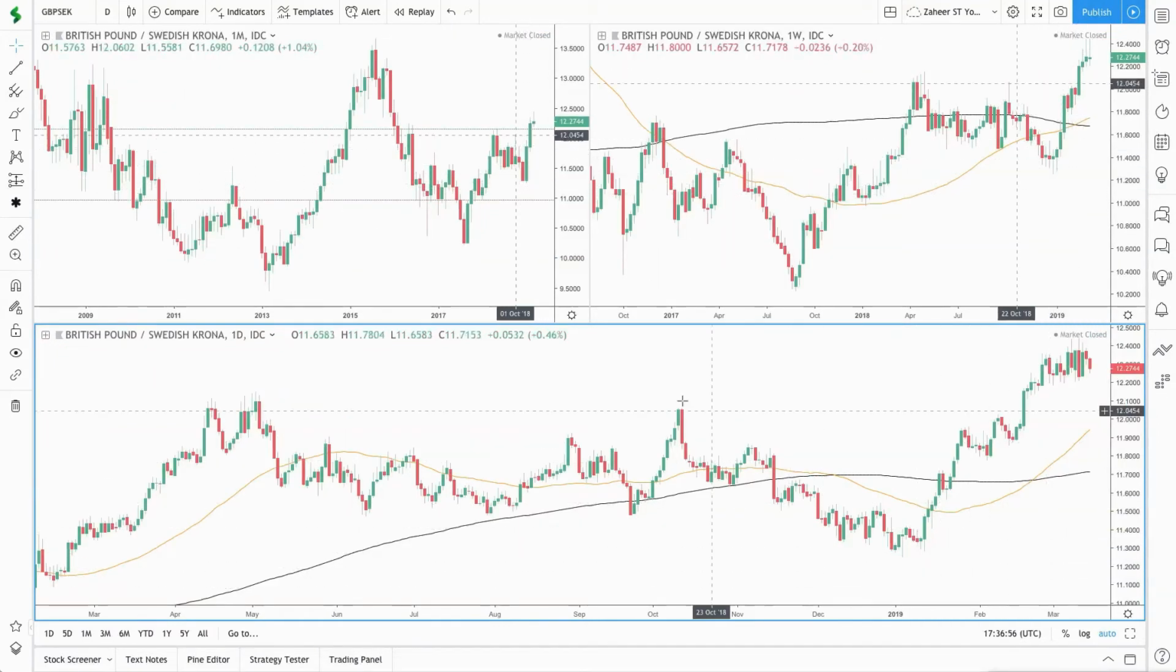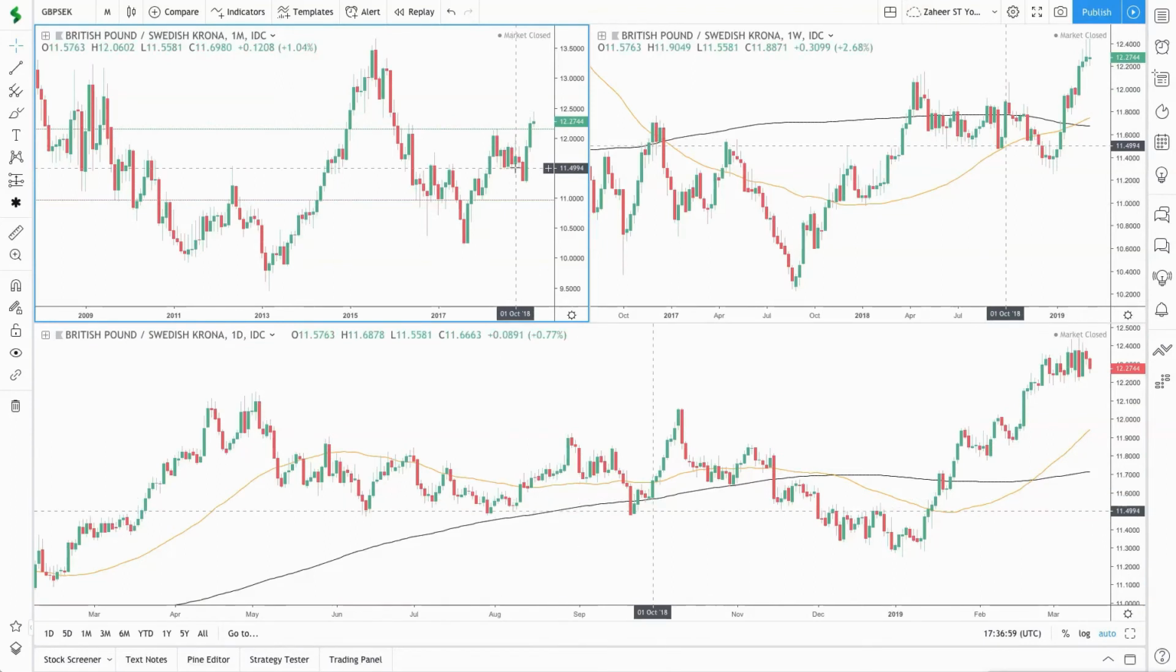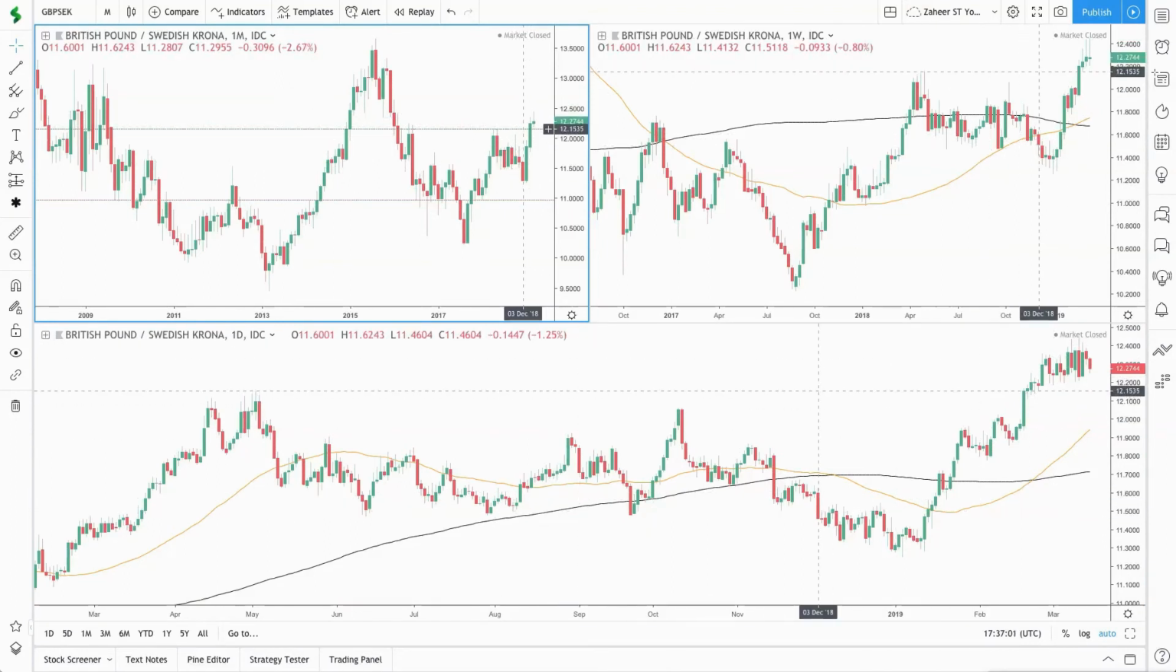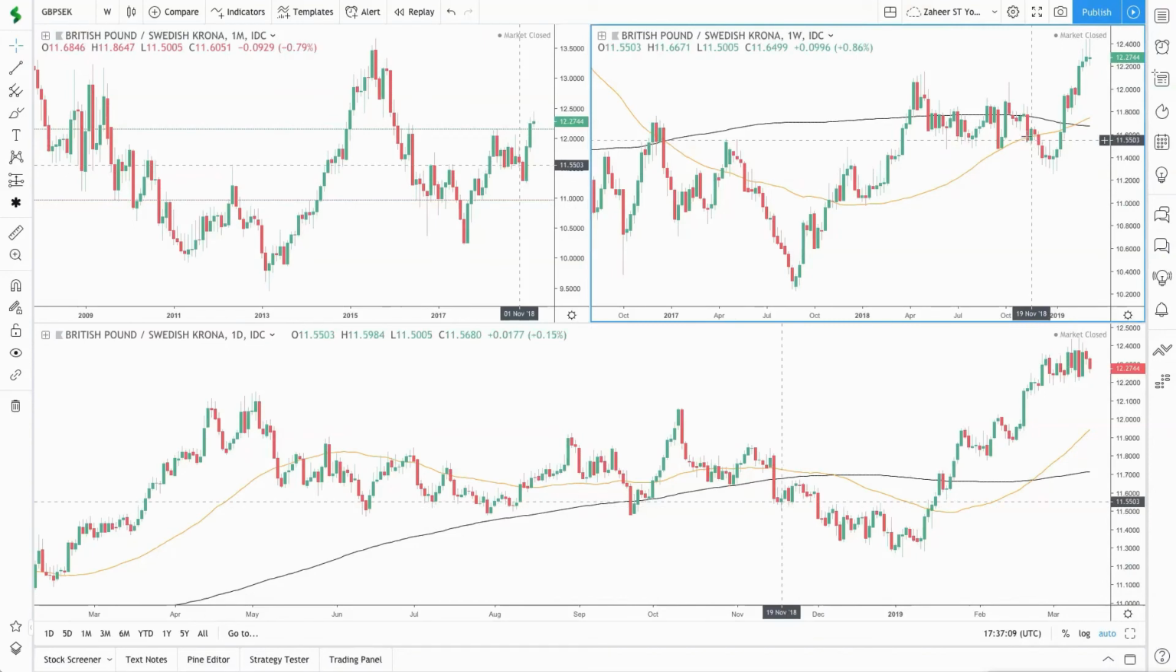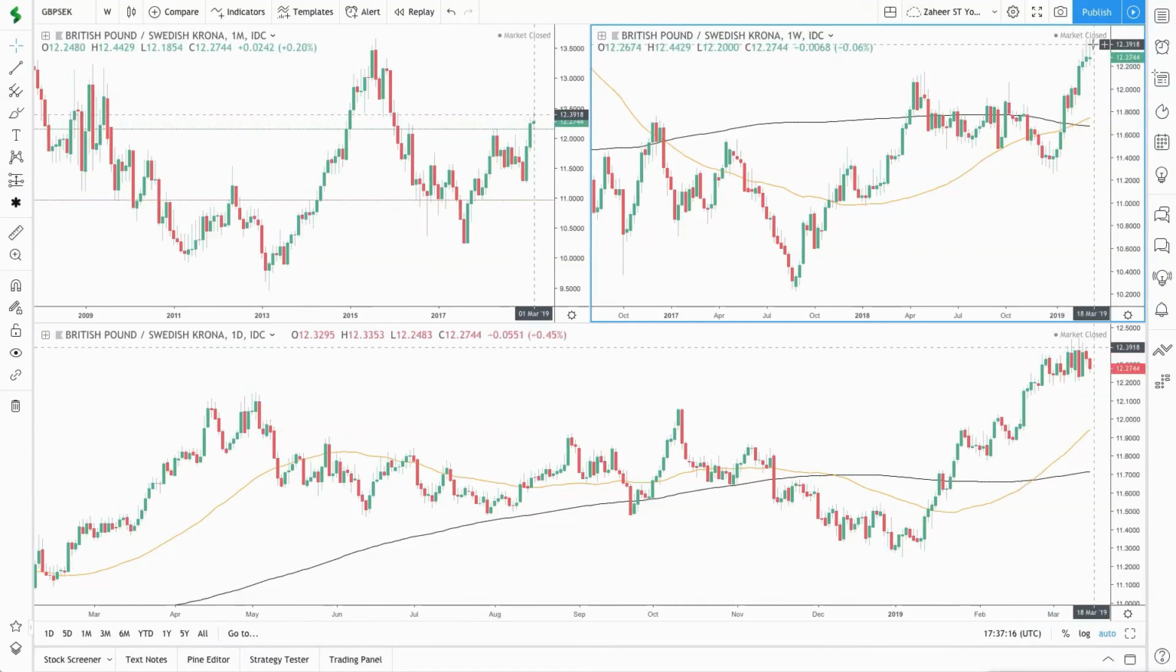The final chart we look at is the pound Swedish krona. This is bullish overall, trading above the high of 2018. We're now looking for a continuation towards this next resistance, which is the high of 2015. Move across to the weekly time frame, we can see that price is above the 200 and the 50 simple moving averages. We've had a golden cross and there is a bullish trend in progress.